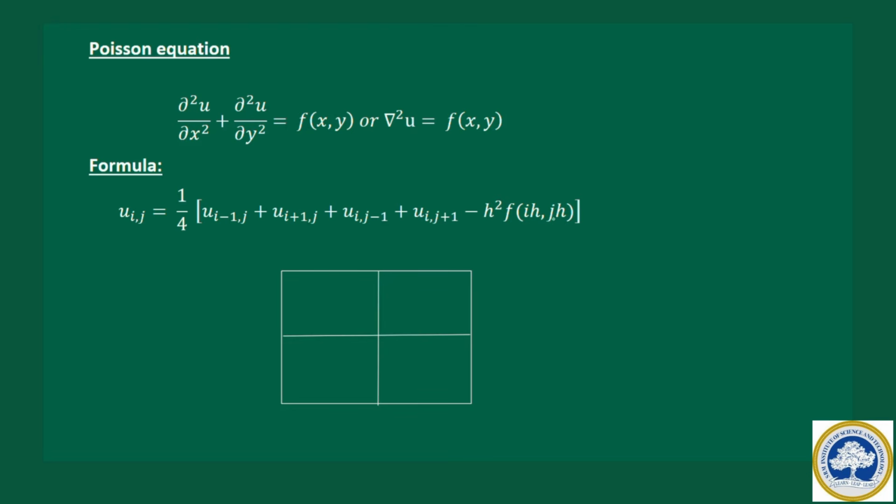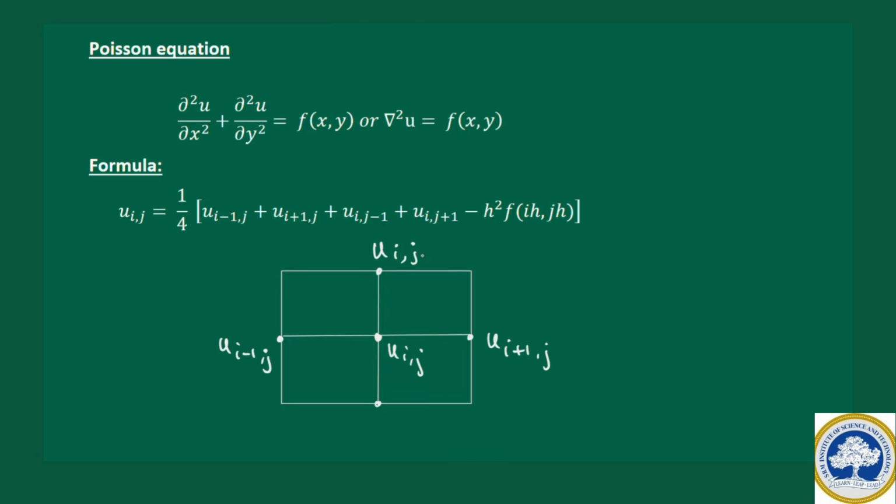So instead of k also we are taking it as h here, so that we write h² f(ih, jh). Now to remember this formula, the diagrammatic representation is, if we consider this is the point u(i,j), the adjacent points are u(i+1,j), that is we are varying the x coordinate, not the y coordinate, and u(i-1,j). Similarly, we have to consider the adjacent points horizontally and vertically. Here i is fixed, j varies, so it will be u(i,j+1) and u(i,j-1). So these are the points we are representing.